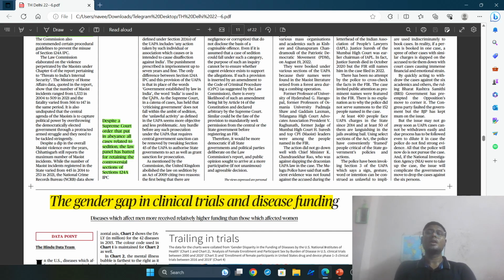What are the cases, or what is the Supreme Court judgment regarding this UAPA or sedition? The Supreme Court has said that the government should remove or strike out all these provisions or all these laws which are related to sedition. Because guys, these sedition laws were created by the British government. What was their motto? They wanted to suppress the Indian people. They didn't want to give freedom to Indian people.